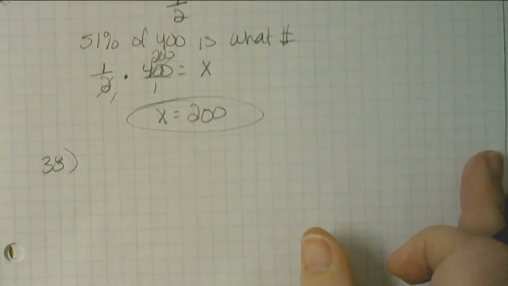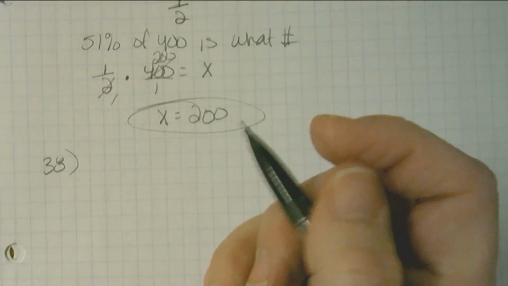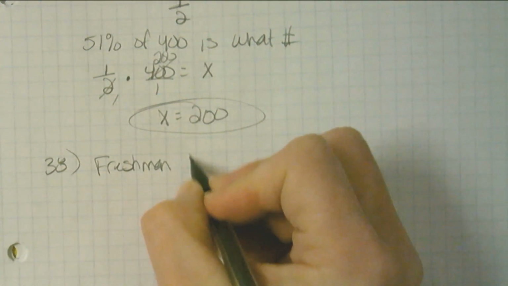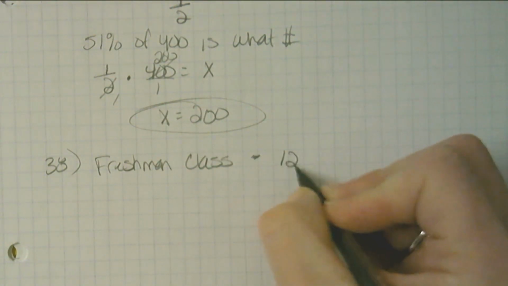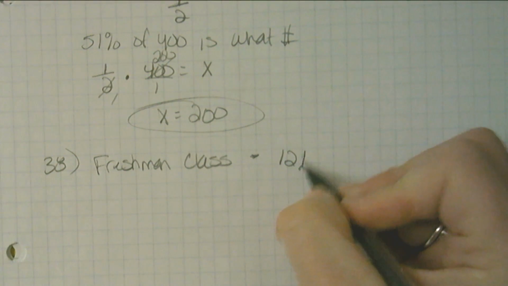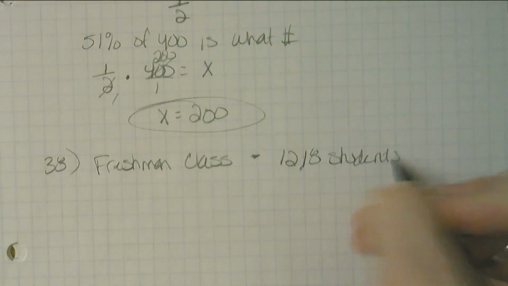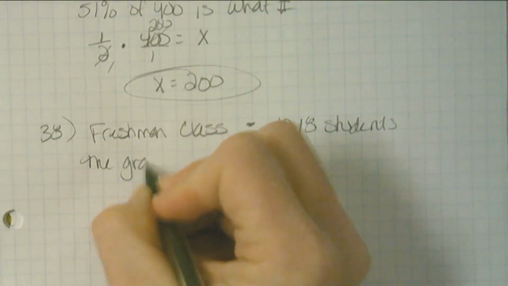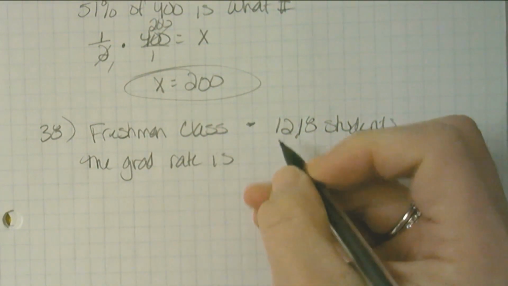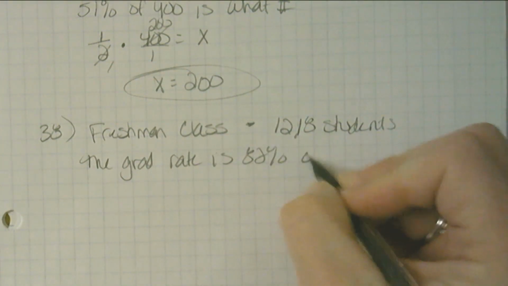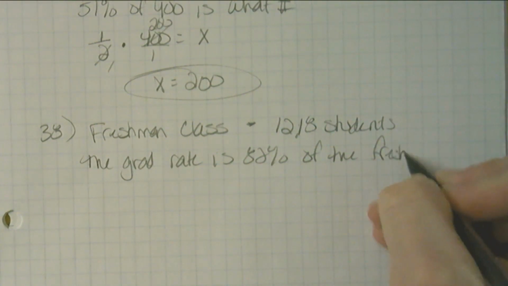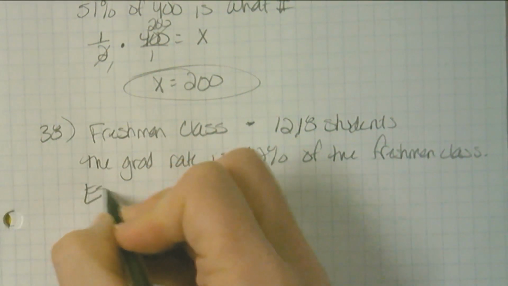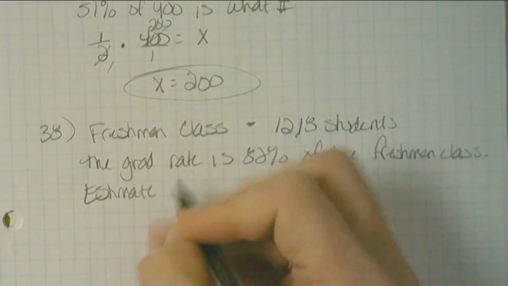All right, so 38 said the freshman class at Manns High School is 1,218 students. So we have our freshman class, 1,218 students. And then it says the graduation rate is 82% of the freshman class. We want to estimate the number of students who graduate.